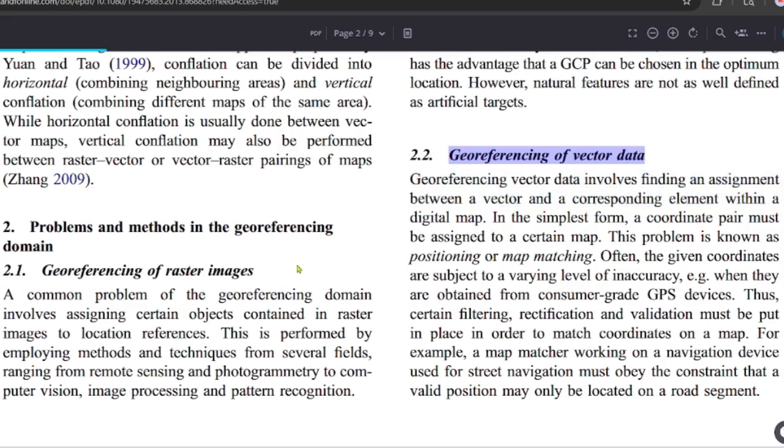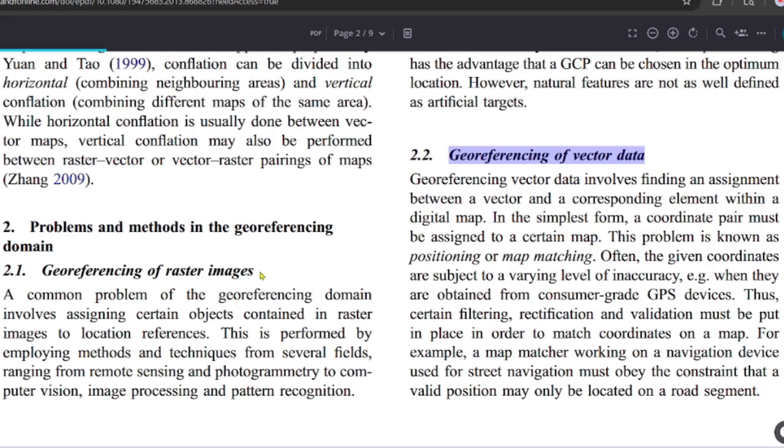If you compare these two, in the georeferencing process, the raster image is always very difficult to georeference in the GIS environment. Okay, because when we collect the raw image, the image has to be corrected by using the geographical coordinate system.